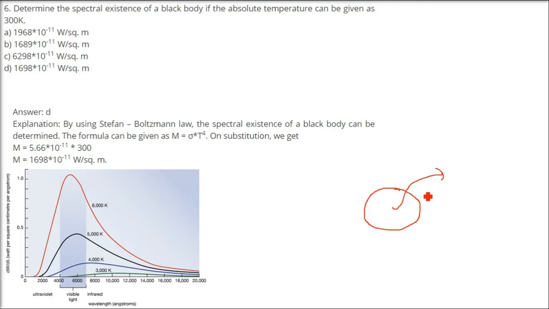So for that, capital M equals sigma T to the power 4 is the Stefan-Boltzmann law, and we can apply it here because the value of temperature is given and sigma is a constant, right? We know this constant sigma, okay? And 300 is the temperature in Kelvin, it is being given. So we apply it here, we multiply, and D is the correct answer here. Some graphs I also tried to show. These are the graphs.